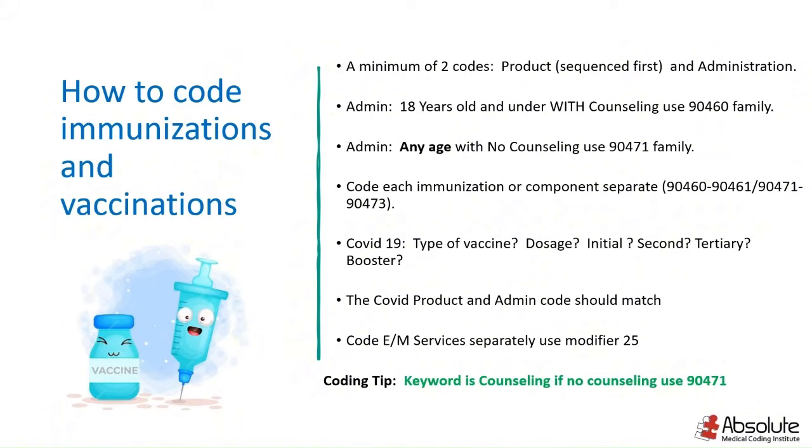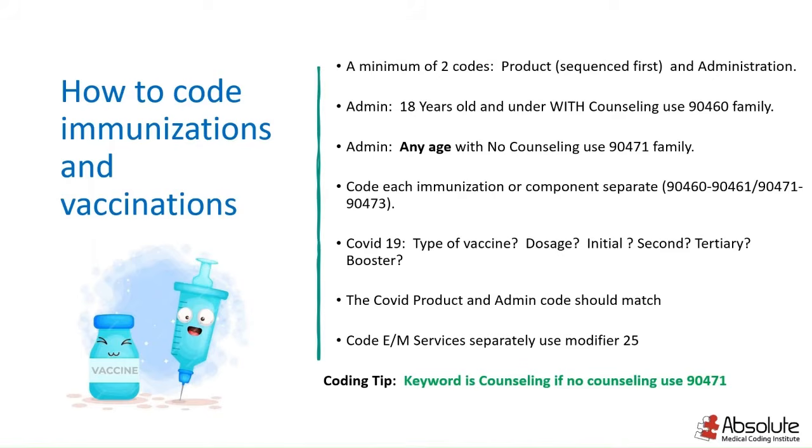And while administering a vaccine for 18-year-old and under with counseling, you have to use the CPT code 90460 family. So keep in mind that code is while administering a vaccine for 18-year-old and under with counseling. That's the most important part. Use the CPT code family 90460.